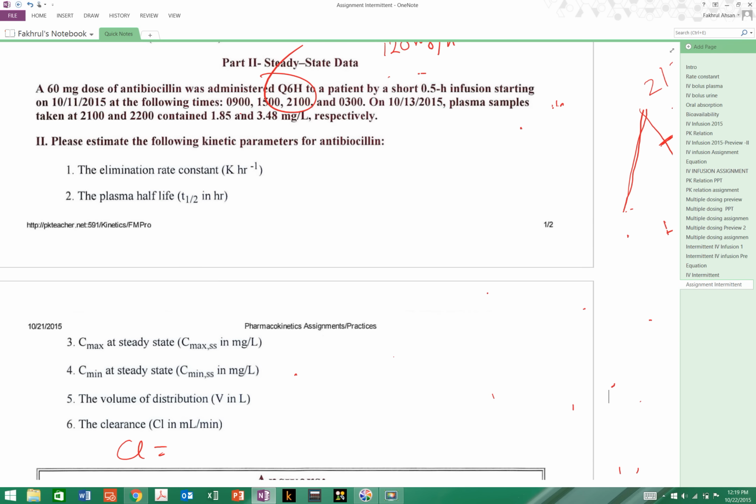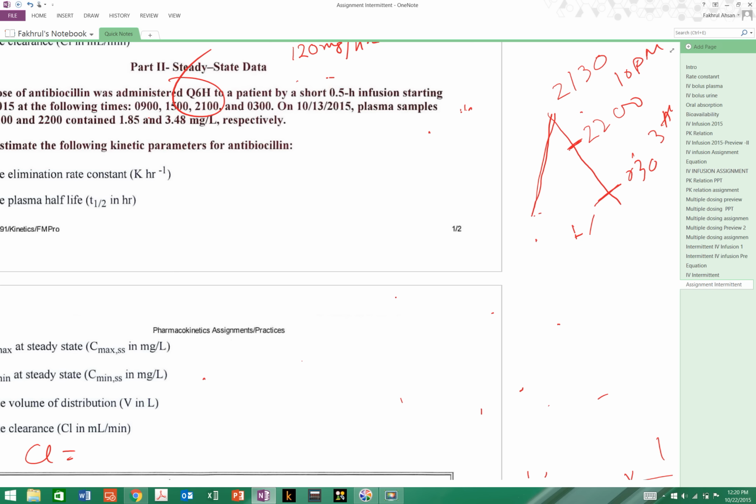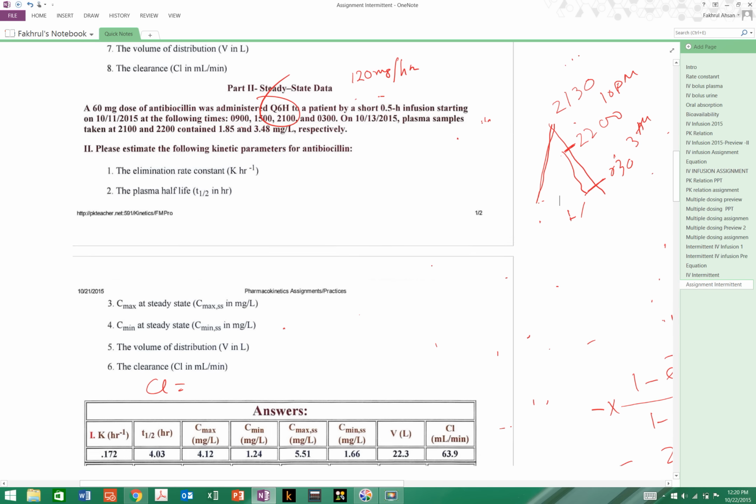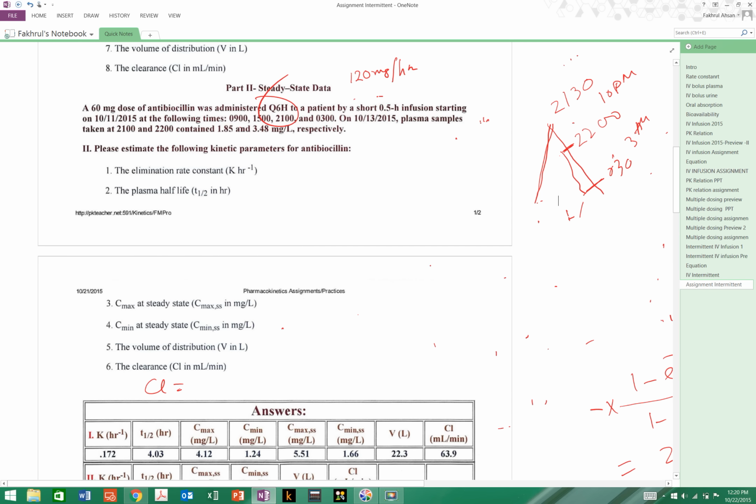So first thing, you have to calculate T trough minus TP, and you add the dosing interval, in this case our 6 hour dosing interval, to the trough time. So it will give you the new trough time, and then you subtract this. This is going to give you T trough minus TP. So then you calculate your K in that equation.